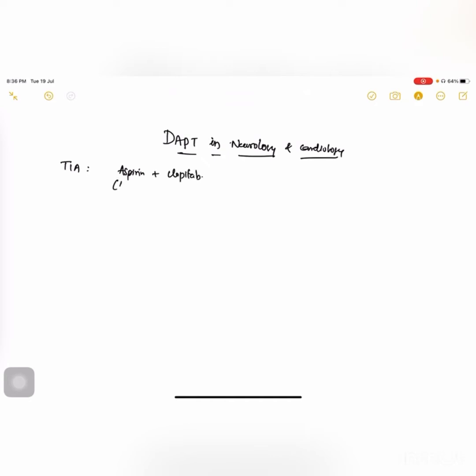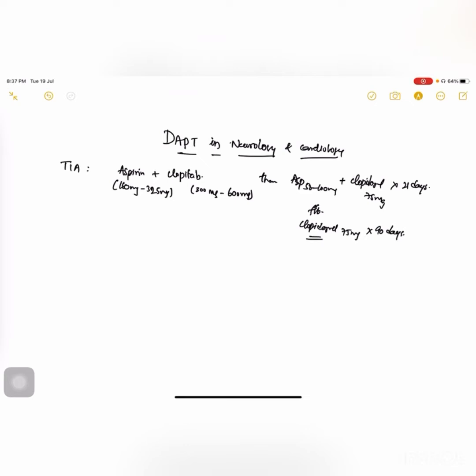First we give the start dose of aspirin 160 mg to 325 mg along with clopidogrel start dose of 300 mg to 600 mg. Then we give aspirin 50 to 100 mg with clopidogrel 75 mg for 21 days, followed by clopidogrel 75 mg for 90 days.